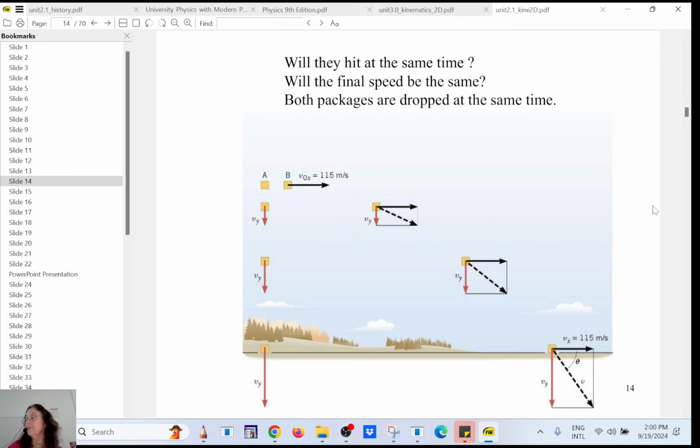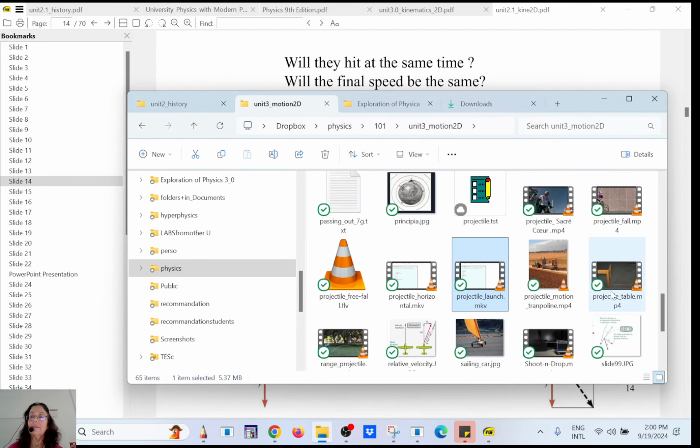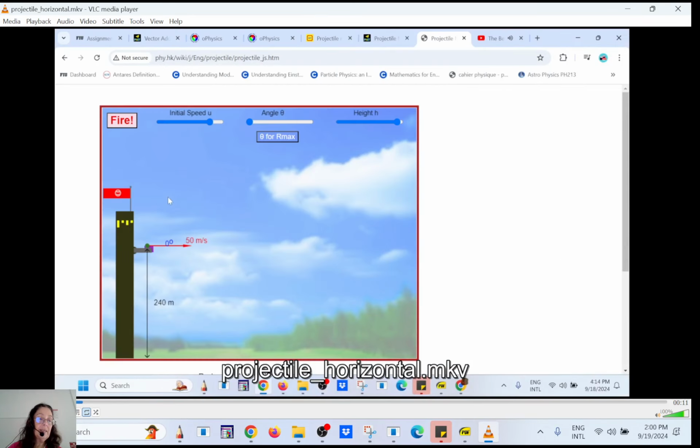Which is too bad because it's a very important lecture about projectile motion. So I think we stopped here, okay? And so it's a projectile motion, but with a horizontal velocity. So, example, okay. Here I have the simulation.